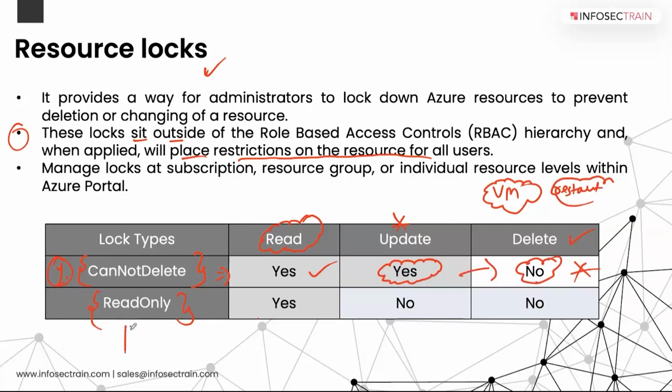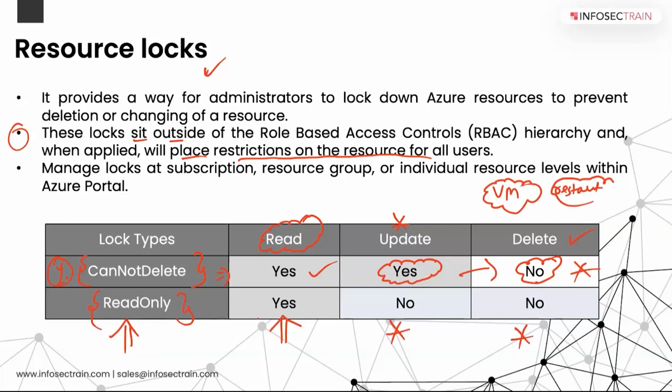And the second one is read only. So when you apply read only, can you read the state of the machine? Yes, you can. Second, can you update the state of that machine? No, if it is running, it is only running. I don't want any accidental changes in that machine as well. Okay, so I will be saying no. No, you cannot do that. So this is going to be the part. Then again, delete: no, right? So this is going to be the resource lock.